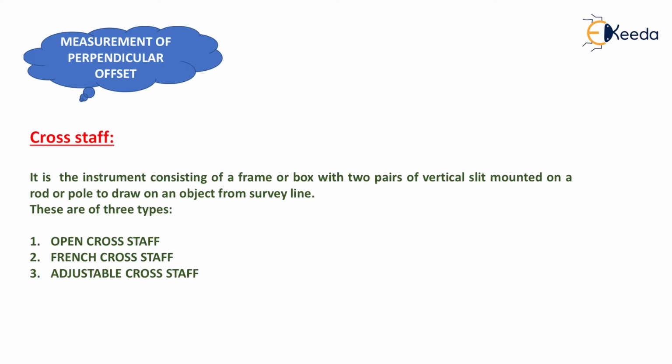Now, how can we measure the perpendicular offset? For the measurement of perpendicular offset, we generally use cross staff as well as prism as well as optical square. Now, cross staff, it is an instrument consisting of a frame or box with two pairs of vertical slit mounted on a rod or pole to draw on an object from survey line. Now, for the drawing of perpendicular offset or inclined offset, we will use cross staff.